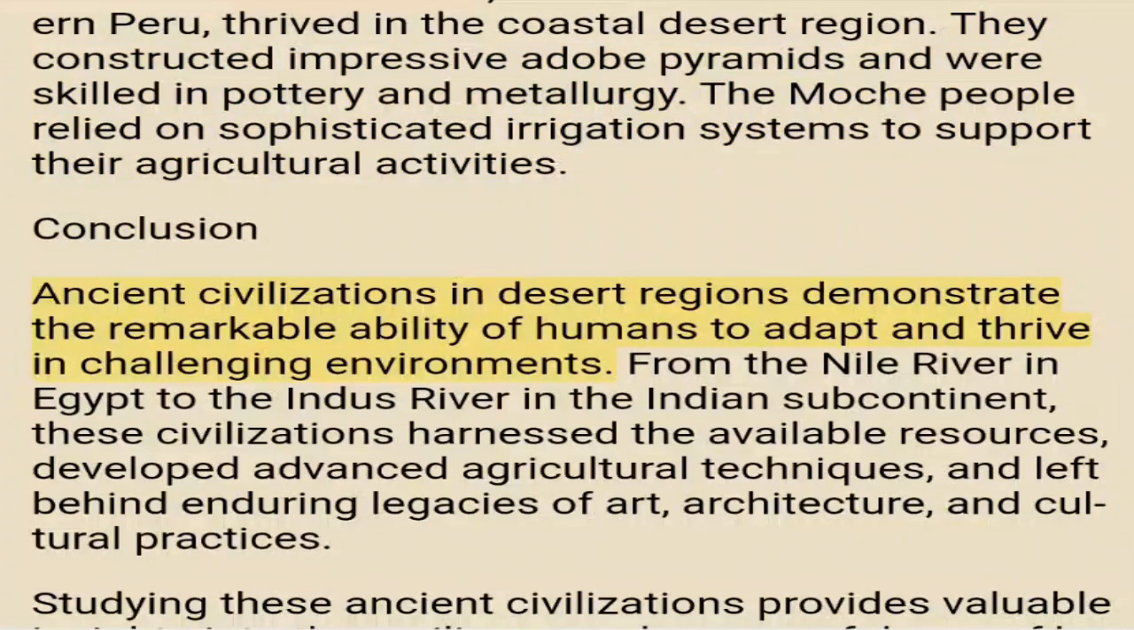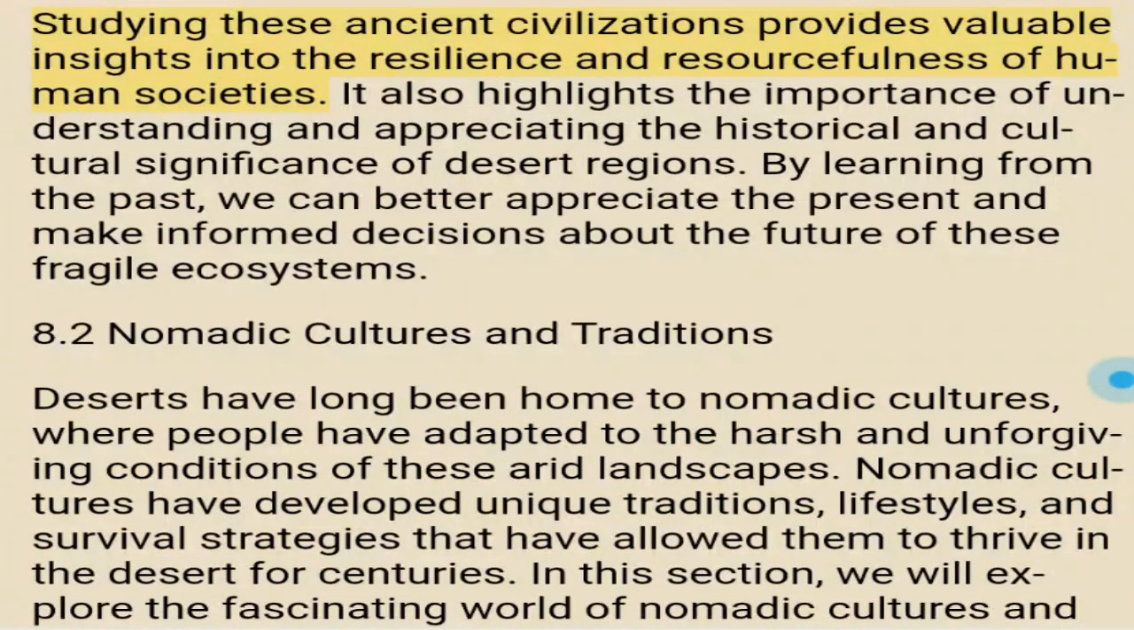Conclusion. Ancient civilizations in desert regions demonstrate the remarkable ability of humans to adapt and thrive in challenging environments. From the Nile River in Egypt to the Indus River in the Indian subcontinent, these civilizations harnessed the available resources, developed advanced agricultural techniques, and left behind enduring legacies of art, architecture, and cultural practices. Studying these ancient civilizations provides valuable insights into the resilience and resourcefulness of human societies.